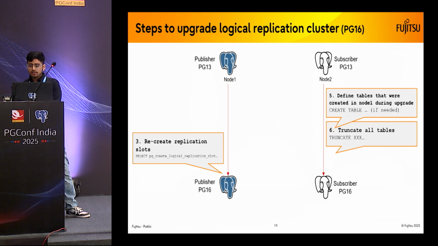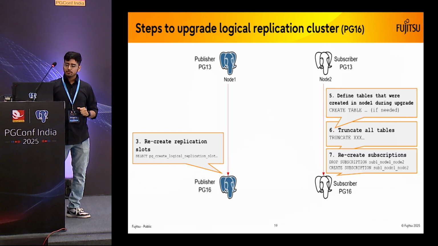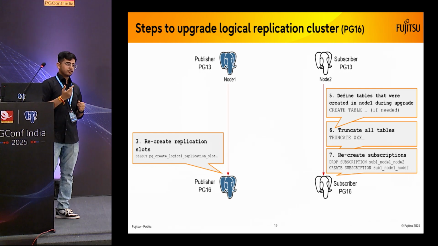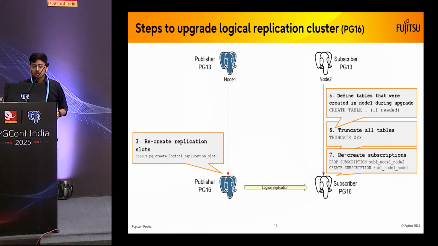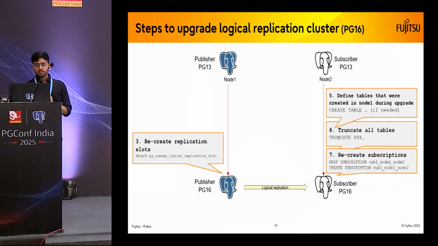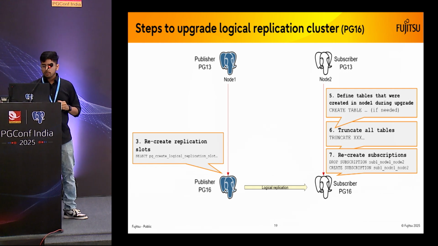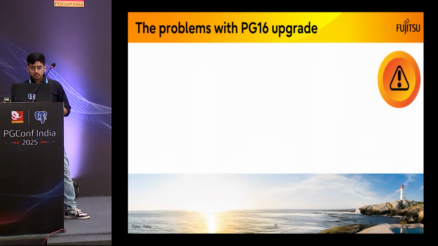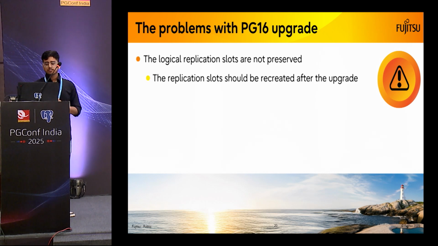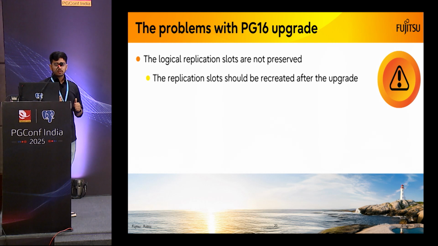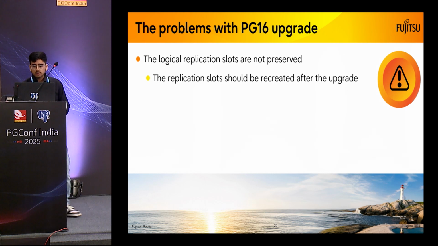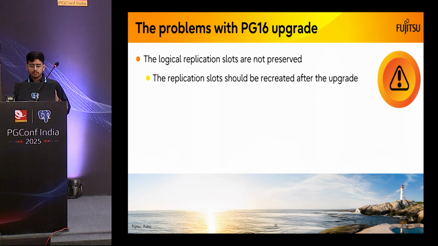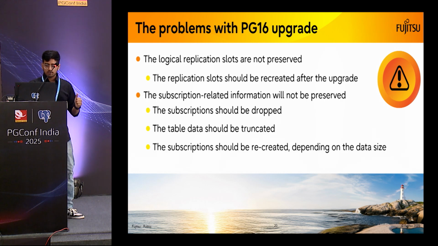Then we will truncate all tables and recreate the subscriptions, because of the same issue that I discussed earlier, that subscription related information is not preserved during the upgrade of the subscriber. After doing this, logical replication will be set up in the upgraded instances. Now let's see the problems we faced during this. Logical replication slots are not preserved when the instance is upgraded till PG16. So we need to recreate the logical replication slots after the upgrade. Also, subscription related information is not preserved.